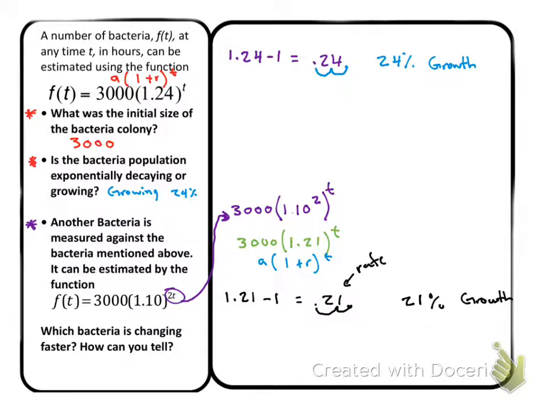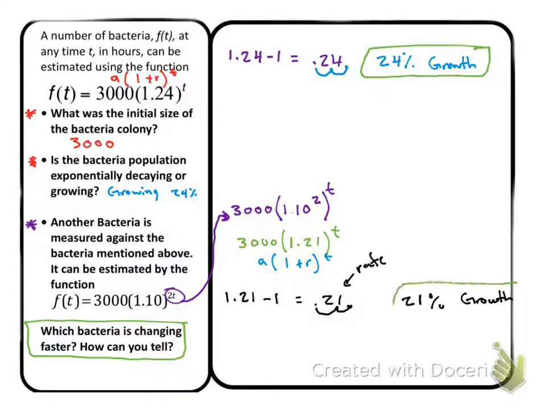Okay, so now that helps us answer this last question on the bottom. Which bacteria is changing faster, and how can you tell? So we can tell by looking at the growth rate. Our first one here had a 24% growth rate, and our second one down here had a 21% growth rate. So, of course, the 24% growth rate is larger, which means the bacteria colony on top is growing faster.